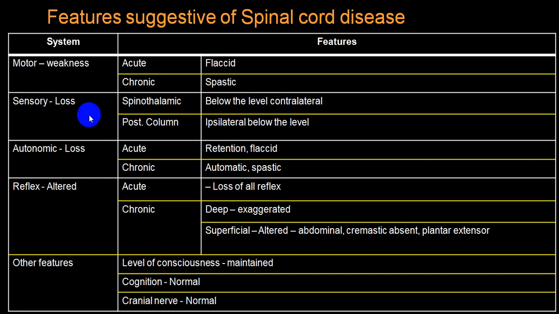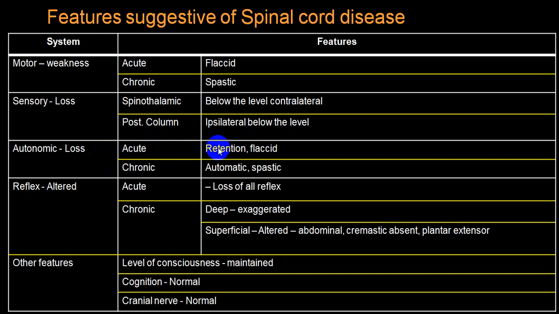So this will be the peculiar presentation as far as sensory loss is concerned. And if it is complete transection, all the sensation below the level will be lost. As far as autonomic system is concerned, in acute, you will have a retention and flaccid, while in case of a chronic, you will have automatic bladder and spastic variety. This is very, very peculiar. So bladder in case of a recovery stage, usually it is an automatic bladder or we call spastic bladder. While during acute stage, it is flaccid and we have got retention of urine.